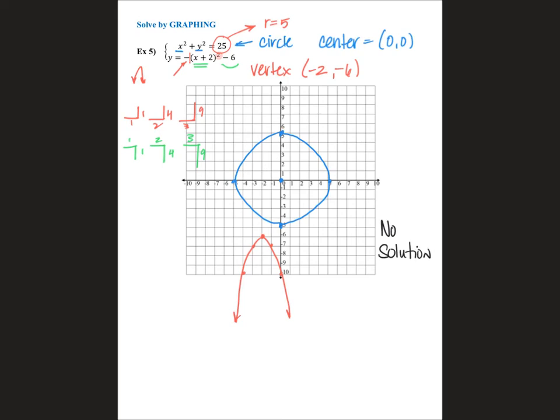There are no points that satisfy both equations. Okay, we have one last example.